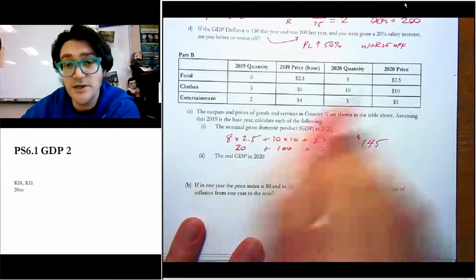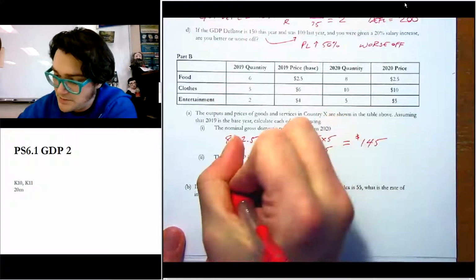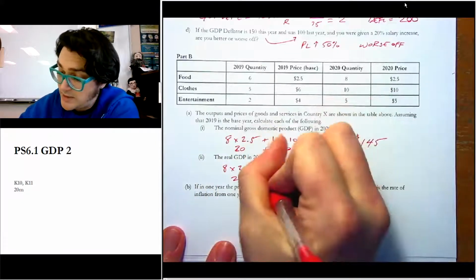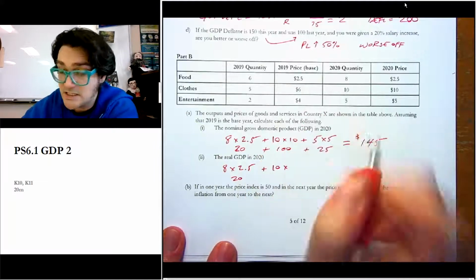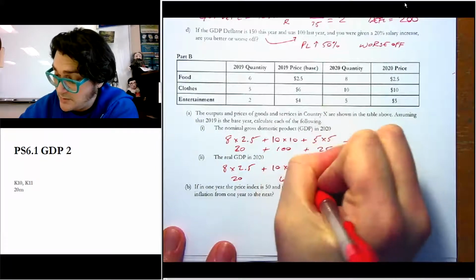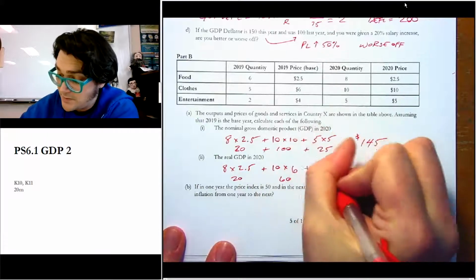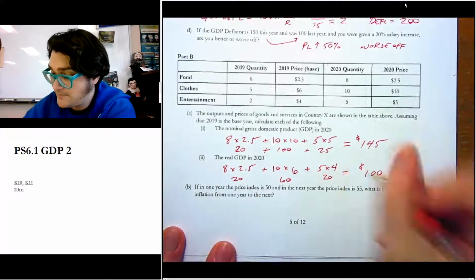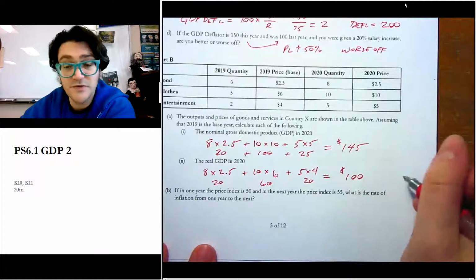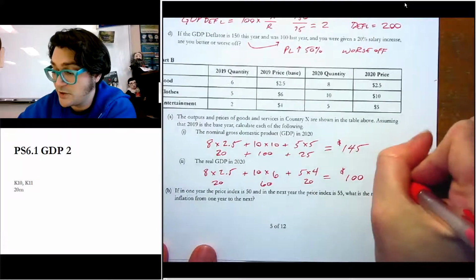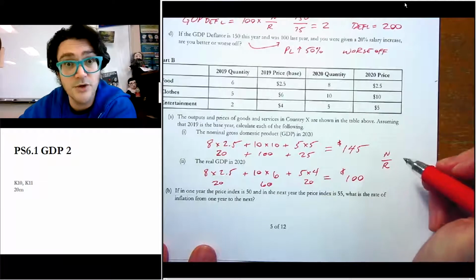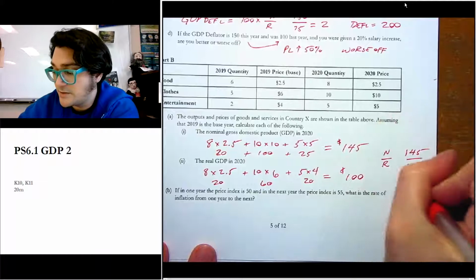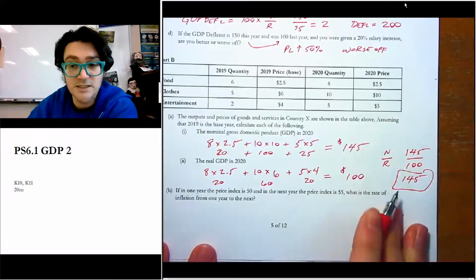The real GDP in 2020, using the base year. So this would be 8 times 2.5, because the price stayed the same, plus 10 times, what's the old price? 6, so that's 60, plus 5 times 4, is 20, and so that's only 100. And so we'll figure out the deflator here. It's pretty straightforward, right? It's the nominal over the real, because the nominal goes in the numerator. 145 over 100, so the deflator is 145.